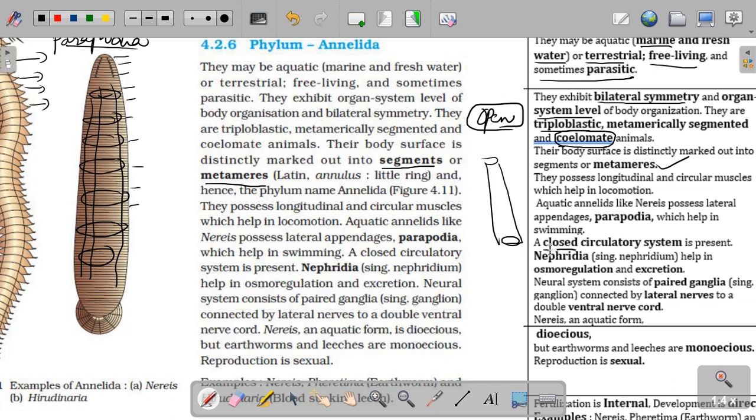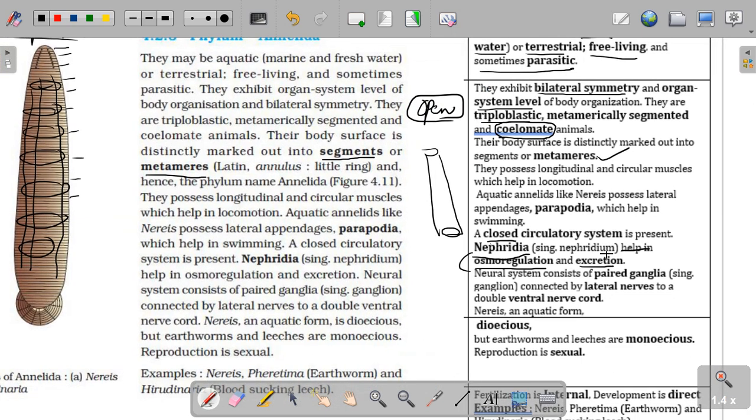Nephridium is the most important organ present in these organisms to maintain the fluid balance, that is called osmoregulation, as well as excretion, excreting the waste out of the body. And here the nervous system. The nervous system consisting of paired ganglia connected by lateral nerves, and also they have a double ventral nerve cord. Okay. Let me show you how it look like.